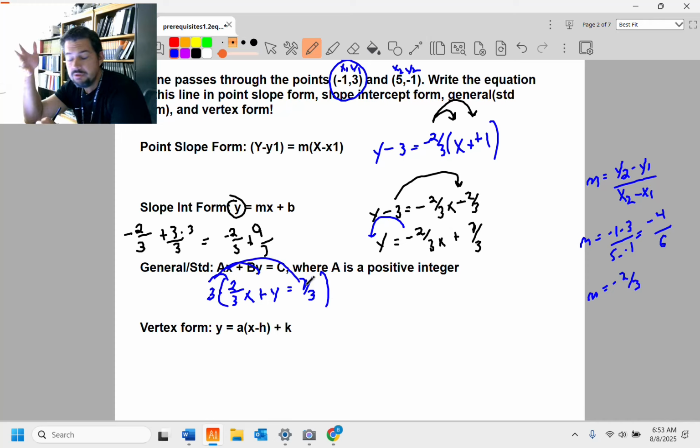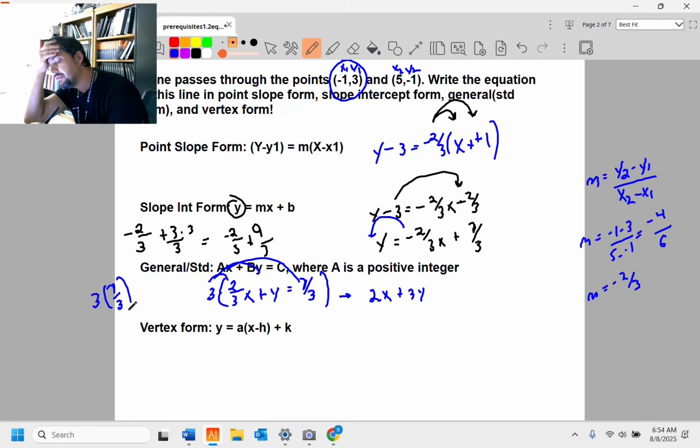So 3 times 2/3, the 3's will cancel out. That will leave me with 2x. 3 times y is still 3y. And 3 times 7/3, and again, you need to learn how to use that blank space in your head. 3's cancel. It would equal 7.